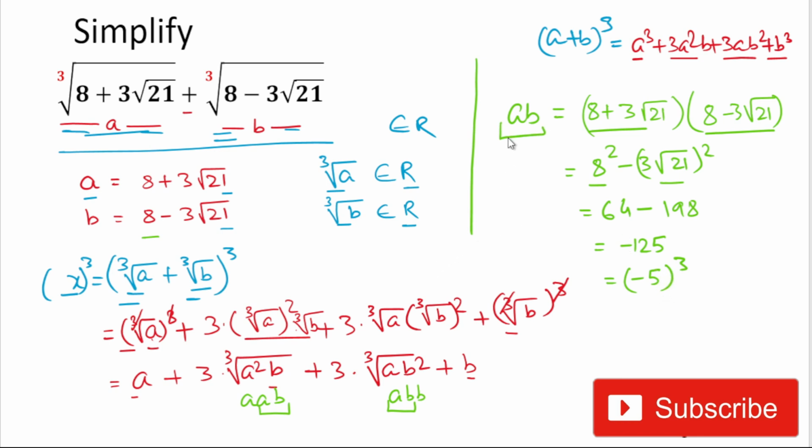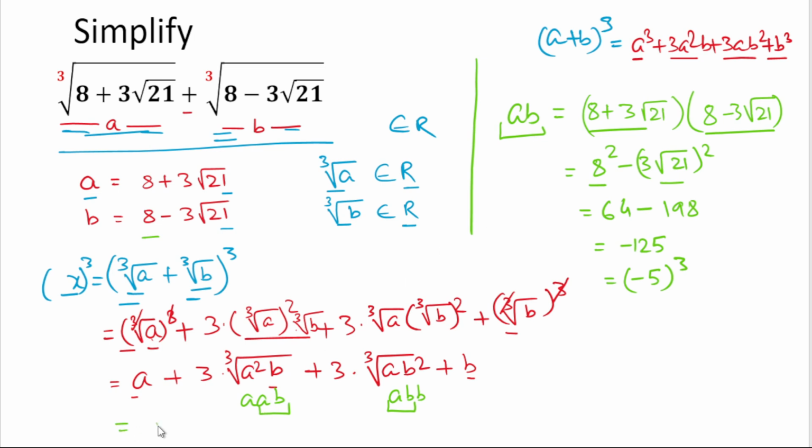Now in the next step we'll put the value of a times b here. So a as it is, plus 3 times cube root of a as it is, and in place of ab we'll write negative 5 cube. Likewise here also, 3 times cube root, in place of ab we'll write negative 5 cube, and b as it is, plus b. Now we'll simplify it here. It is the value of x cube, so we'll write x cube is equal to a as it is.